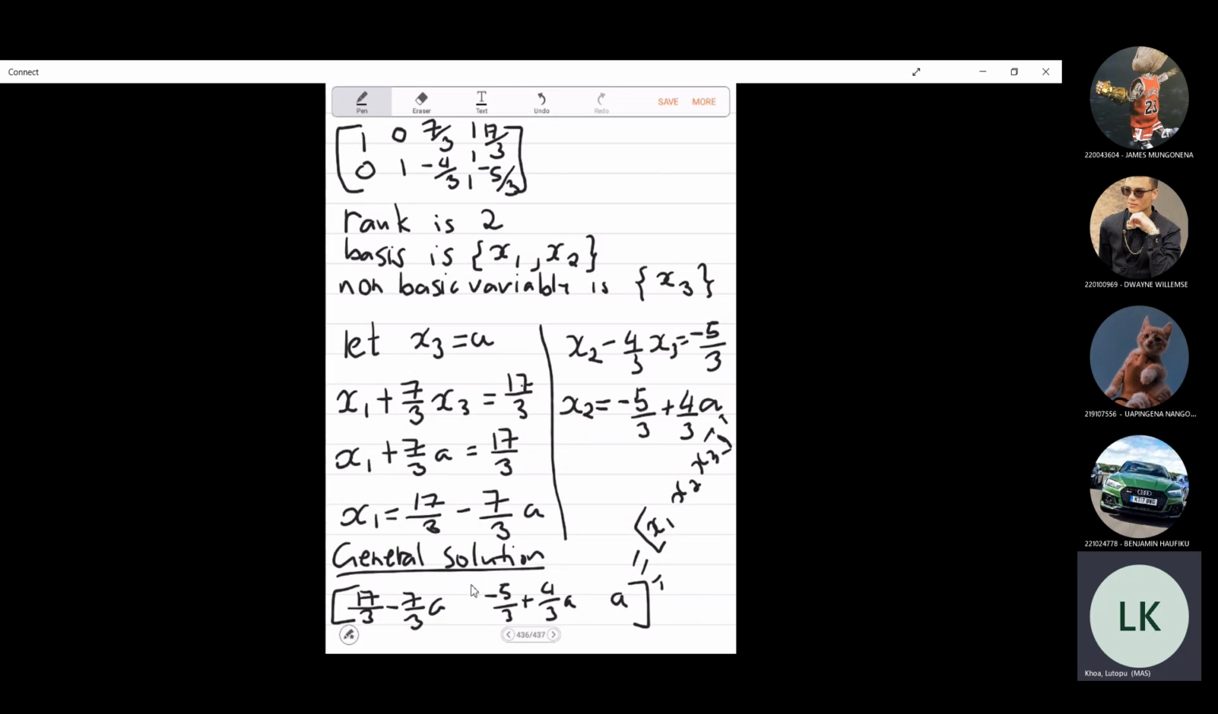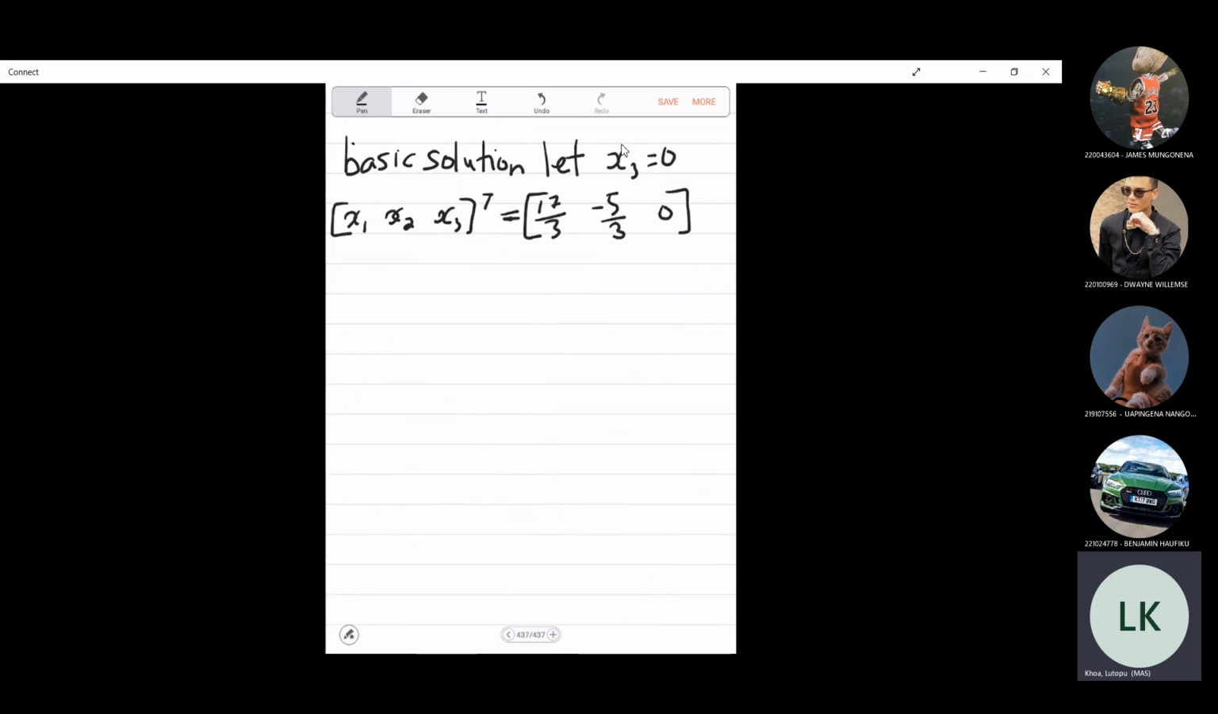And then to find the general solution, you let the non-basic variables equal a, where a is any real number that you want. So the general solution is in terms of a, and then for the basic solution, you let a equal 0.